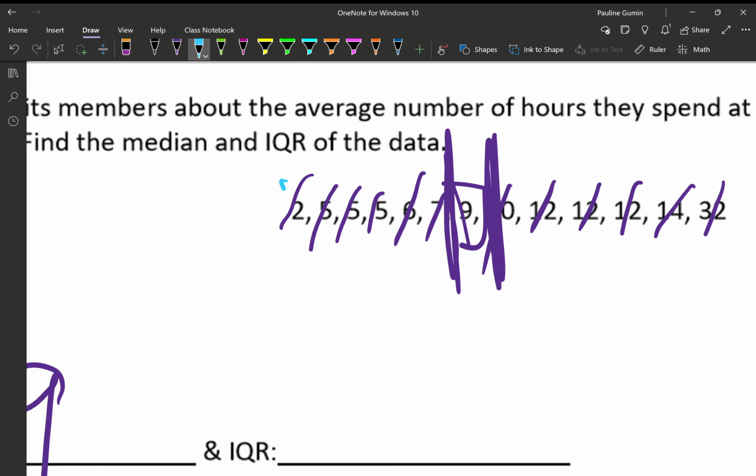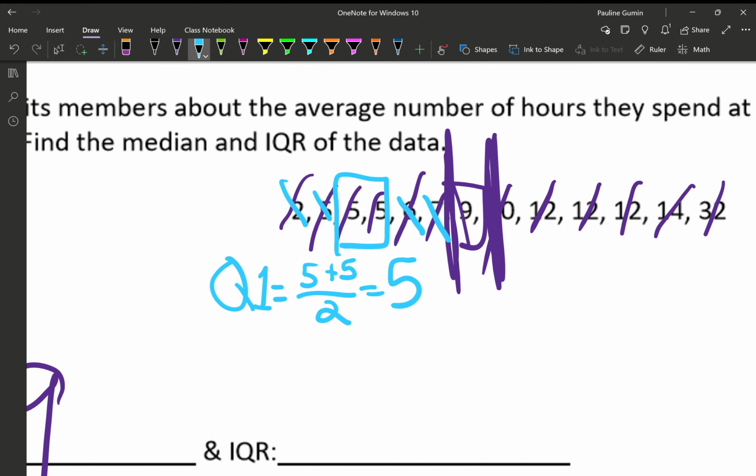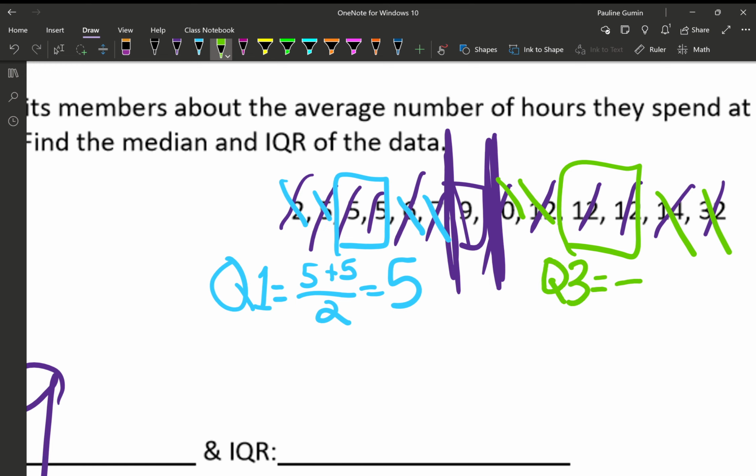Okay. Q1. Let's cross off the numbers on the left-hand side to find the median. All right, we got two fives. Remember, if we have two numbers in the middle, what we do is we add them and divide by two. So here we have Q1 equal to 5. Beautiful. Next, let's find Q3. We're going to cross one number off on each side. Got two 12s in the middle. So for Q3, we're going to add the two 12s, divide by 2, which gives us 12.